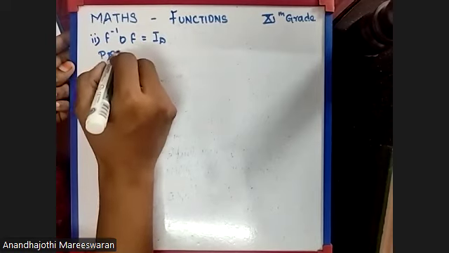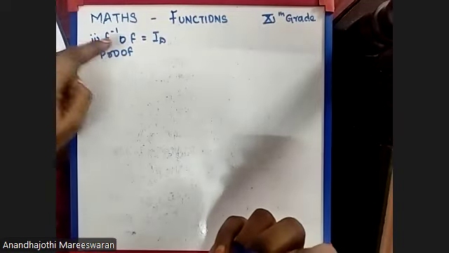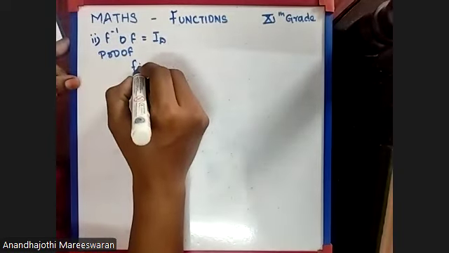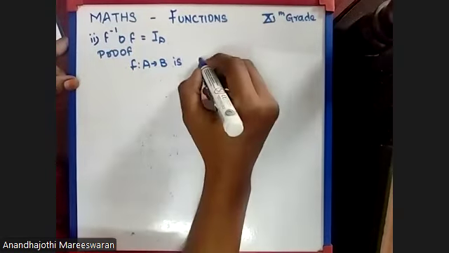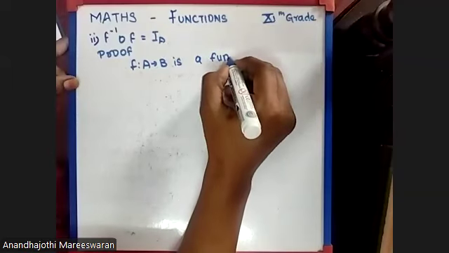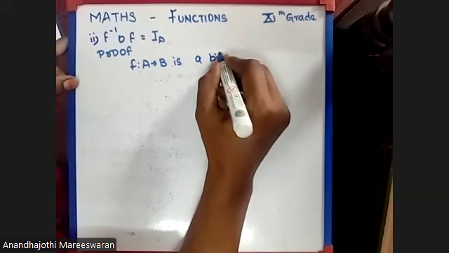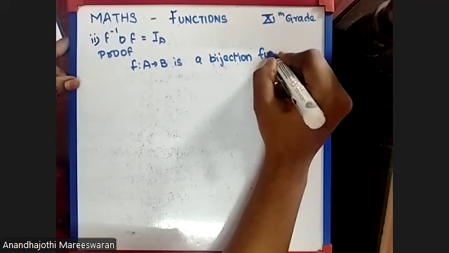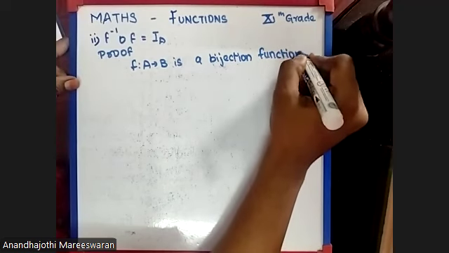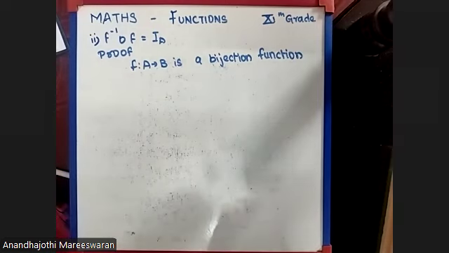Okay, shall we start the proof? What do we have here? F maps A to B is a function, right? It's a bijection function. Right? Okay. First thing, what are we going to do now?